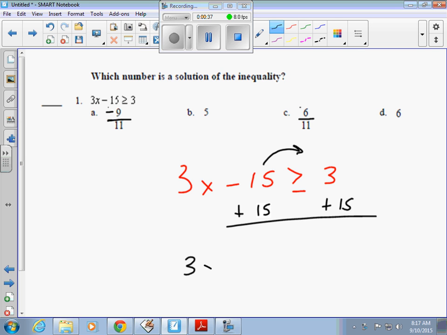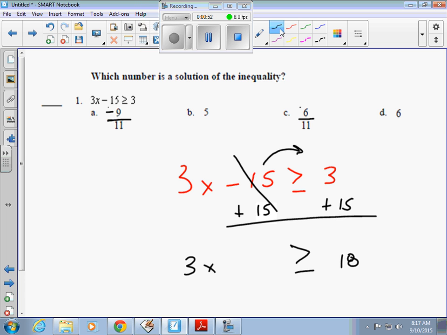We have 3x on the left. 3 plus 15 is 18. And minus 15 plus 15 canceled out. You just have to check with inequalities to make sure you don't have to reverse your symbol. All we did was add something. We didn't multiply or divide, and it wasn't by a negative number, so we'll leave it alone.